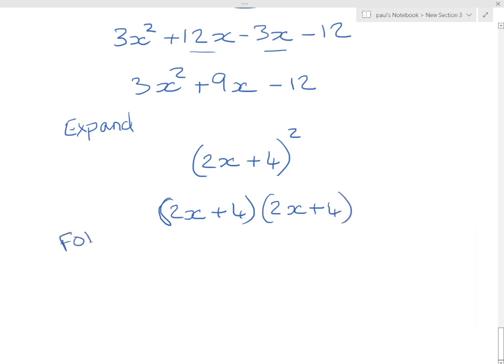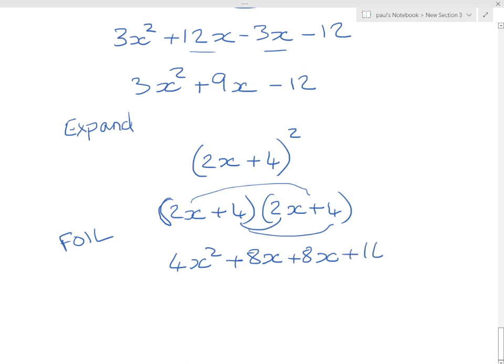So we FOIL this one out. 2x times 2x, with 2 2's are 4, x times x is x squared. 2x times 4 is 8x. 2x times 4 is 8x, and 4 times 4 is 16. Middle bits added together, 16 plus 4x squared. There you go.